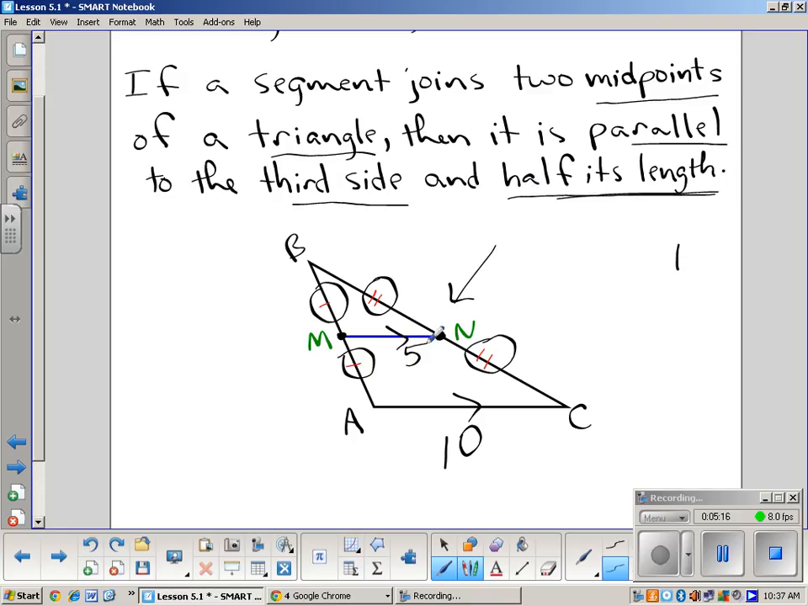Okay? Now, remember, you can apply that in both directions. If I were given the distance of M to N as 5, to get A to C, all I would do is double it. All right? So you can go half going backwards or doubling going forward.